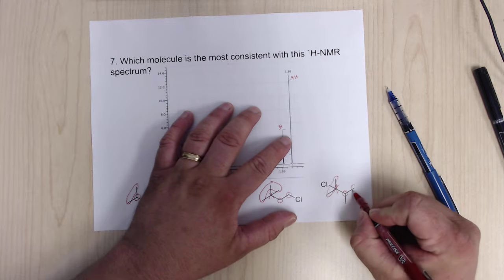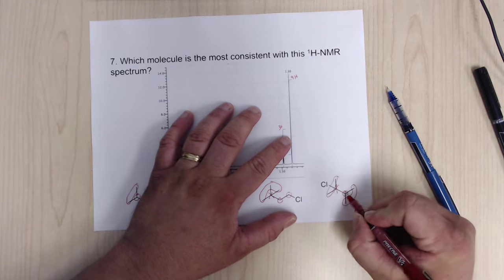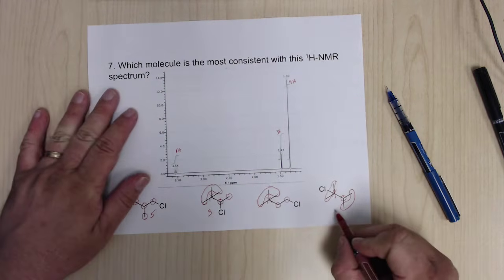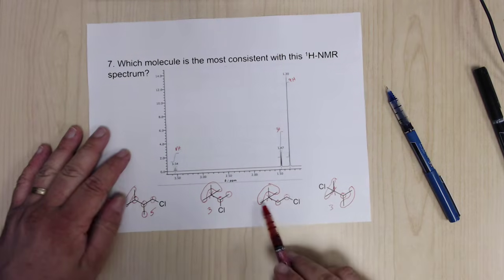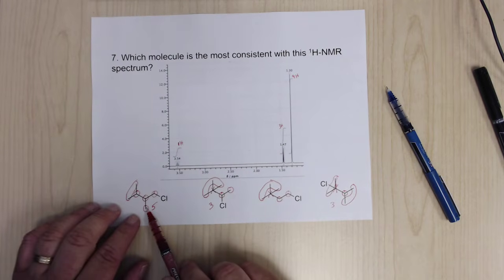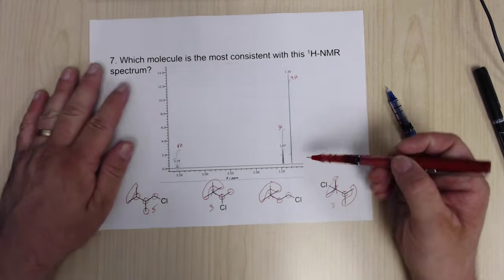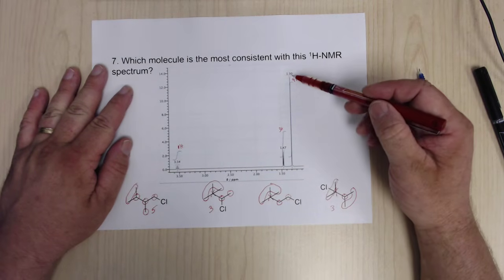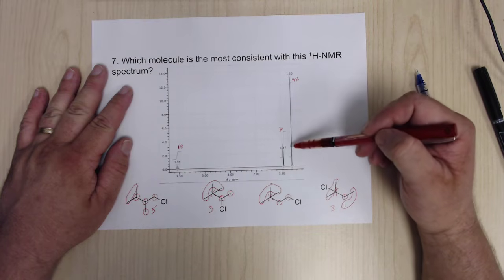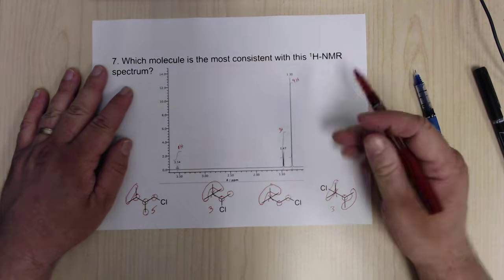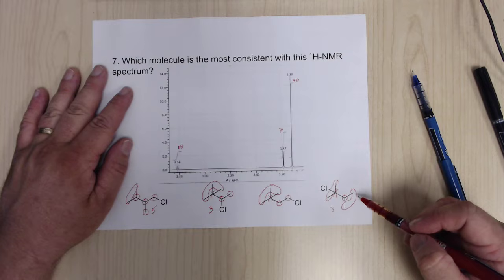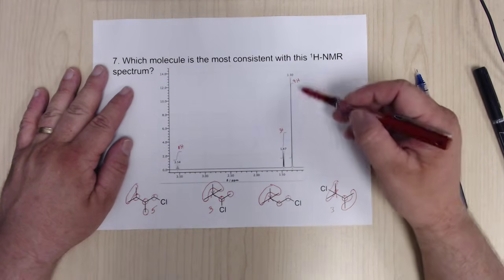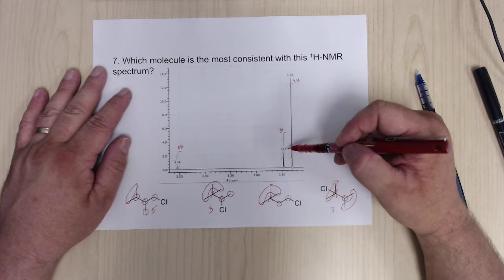There's here, and then there's that right there. Okay, so this one has three signals. So we've at least eliminated this one here. And notice how this one looks a lot like a singlet. Now it is hard to tell exactly what is going on here, but this looks like a 9 hydrogen singlet, which looks a lot like a T-butyl group.